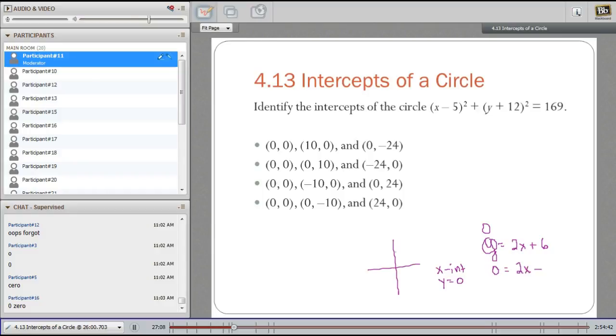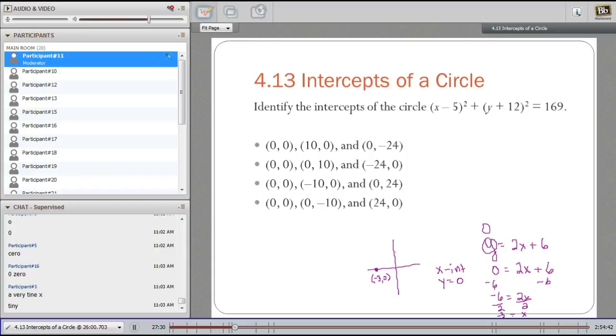So we would make a little algebra equation. 0 equals 2x plus 6. We'd subtract 6. Negative 6 equals 2x, divide by 2. And we would get x equals negative 3. Whew, barely fit that in down there. Okay? So we would have an x-intercept right here at negative 3, 0. So just remember, it's just going to be the same idea here.